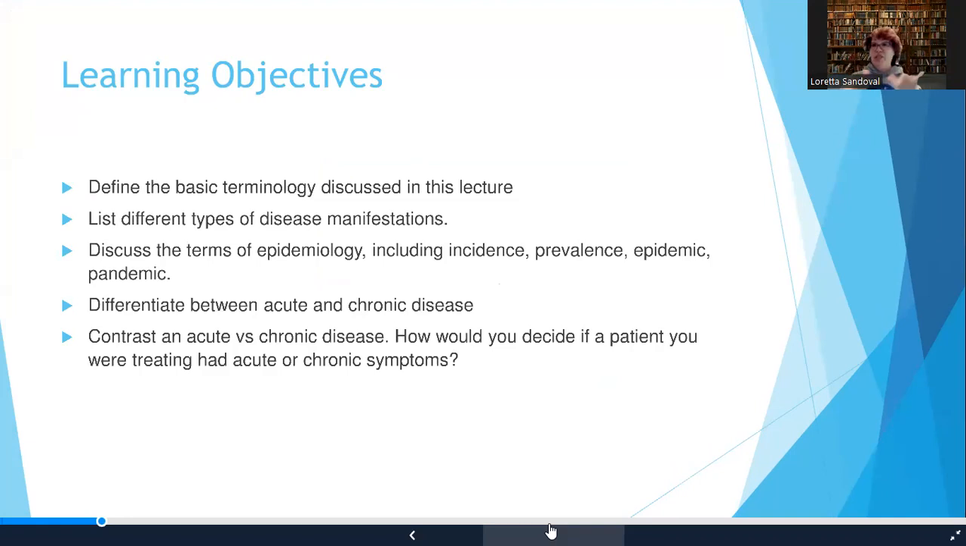to differentiate between acute and chronic disease, and to be able to compare and contrast acute versus chronic disease. How would you decide if a patient you were treating had acute or chronic symptoms? So we'll talk about it.